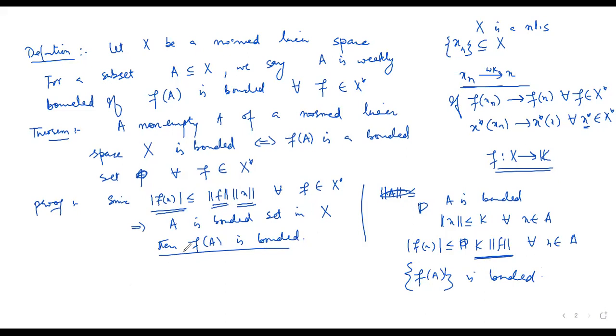So okay, now converse में हमें थोड़ा काम करना पड़ेगा. Conversely, suppose that it is weakly bounded. यानी conversely suppose that f of A is bounded for all f belonging to X star.